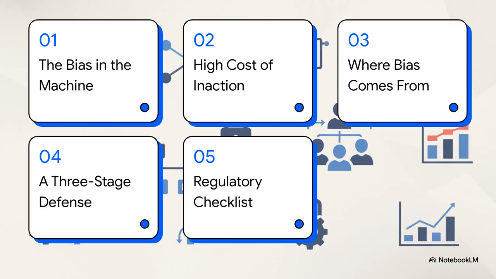So here's our game plan. First, we'll nail down what we actually mean by bias in this context. Then we'll talk about the very real costs of getting this wrong. After that, we'll pinpoint exactly where this bias creeps in, lay out a straightforward 3-stage defense plan, and wrap up with a super practical checklist of what you need to have on hand.